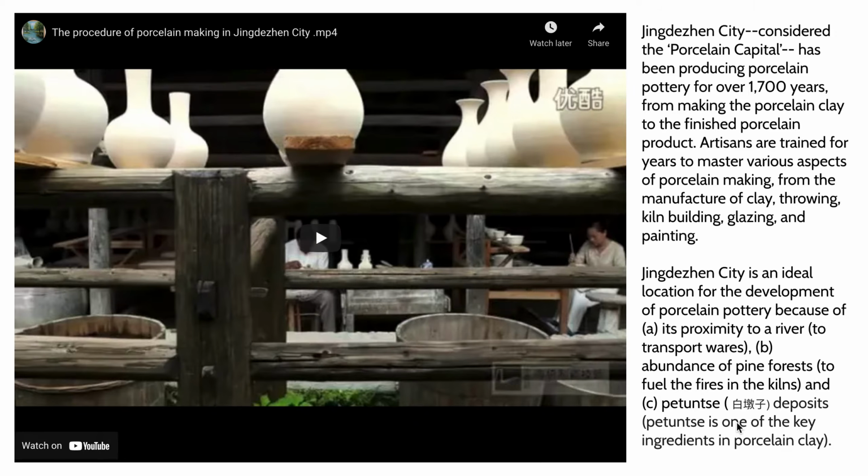This is also a pretty heavily wooded and forested area. There's lots of pine that grows in this region, and that wood and timber is providing fuel for the kilns. There's also access to a waterway which was used to transport the vessels once they were completed.